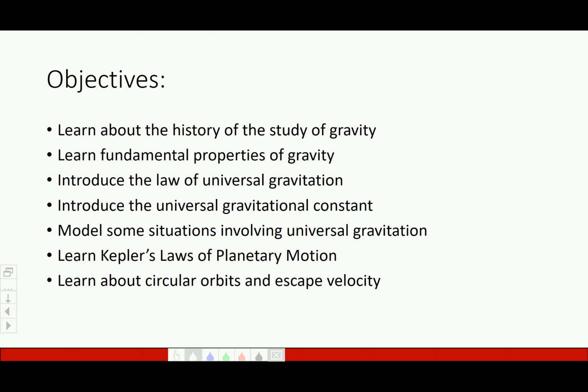So what are we going to do? We're going to learn about the history of the study of gravity, some fundamental properties of gravity. We're going to introduce the law of universal gravitation, talk about the universal gravitational constant. We're going to model some situations involving gravitation, learn Kepler's laws, and learn about circular orbits and escape velocity.